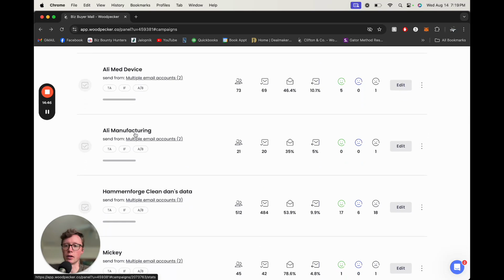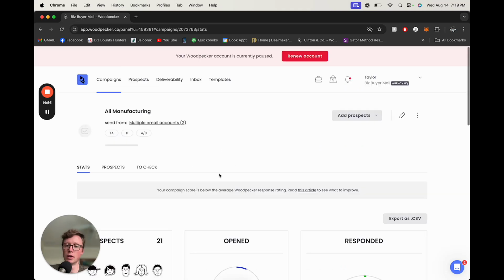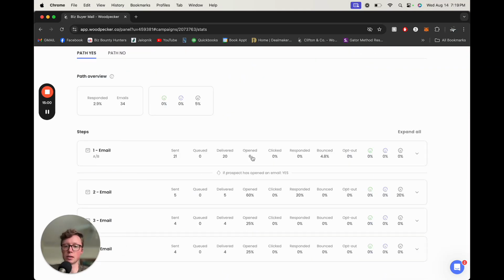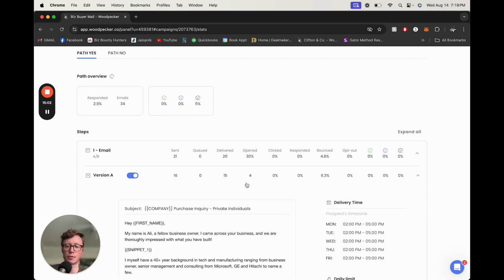So then we have one. These are very small, but 35% open rates. This is the same individual, for manufacturing companies. Also something I'm not completely familiar with, but we'll give it a shot. Company purchase inquiry, private individuals. You can see I tend to lean on that one.